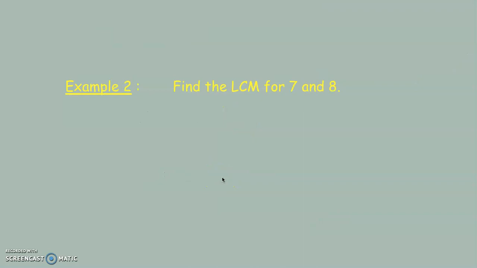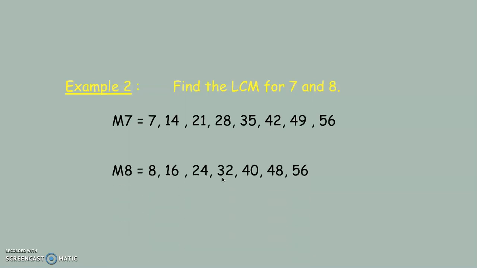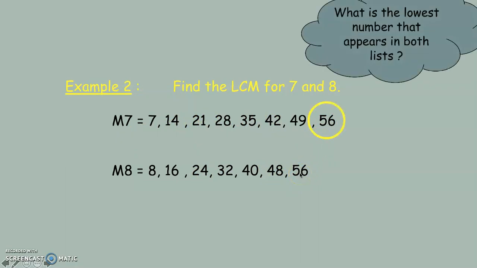Okay. Right, if we find the lowest common multiple for 7 and 8, so we're looking at our 7 times table and our 8 times table. So there's the first 8 multiples of our 7 times table, and here's the first 7 multiples of the 8 times table. If we have a look to see what they have in common, to find numbers that are the same, you should see the first one that we come to is the number 56. So our LCM, our lowest common multiple, is 56.